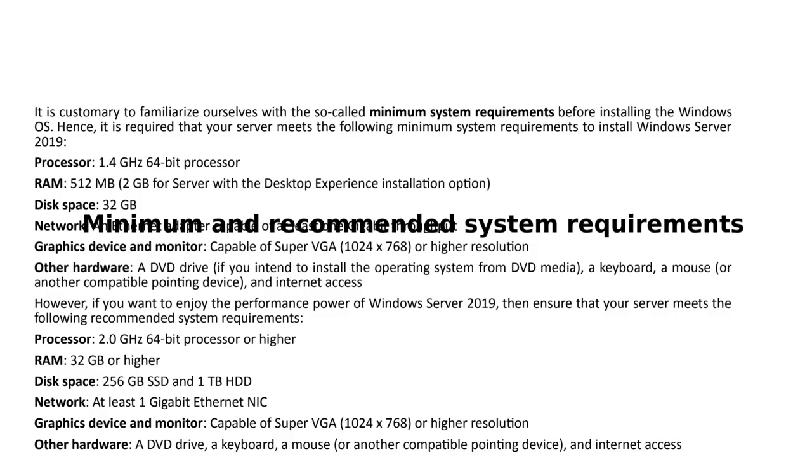If you want better performance, you should have at least a 2 giga processor. RAM should be 32 giga. See the difference? Minimum is 512, meaning half a giga. But if you want really good performance, 32 giga. Disk space 256 giga, and so on. Please, you should know both these requirements. This slide is important.